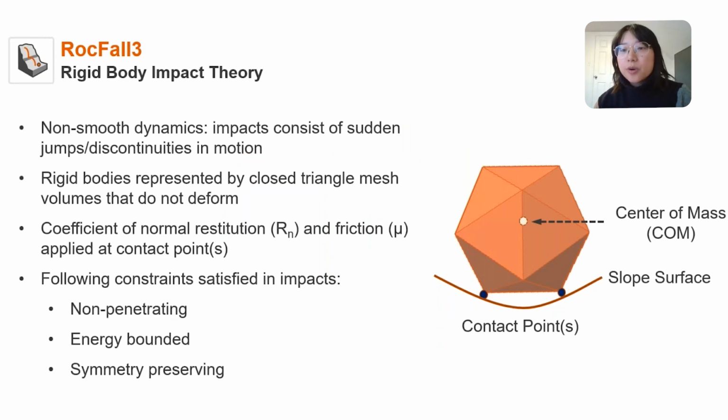The 3D rigid body impact theory incorporates elements of non-smooth dynamics, where impacts consist of sudden jumps or discontinuities in motion. The rigid bodies are represented by closed triangular mesh volumes, like the one shown here. And as rigid bodies, they cannot deform.